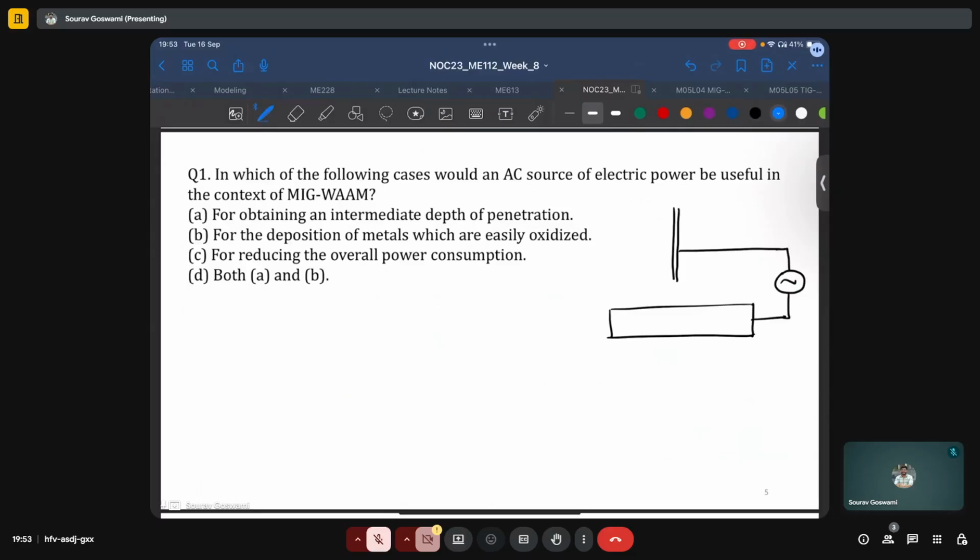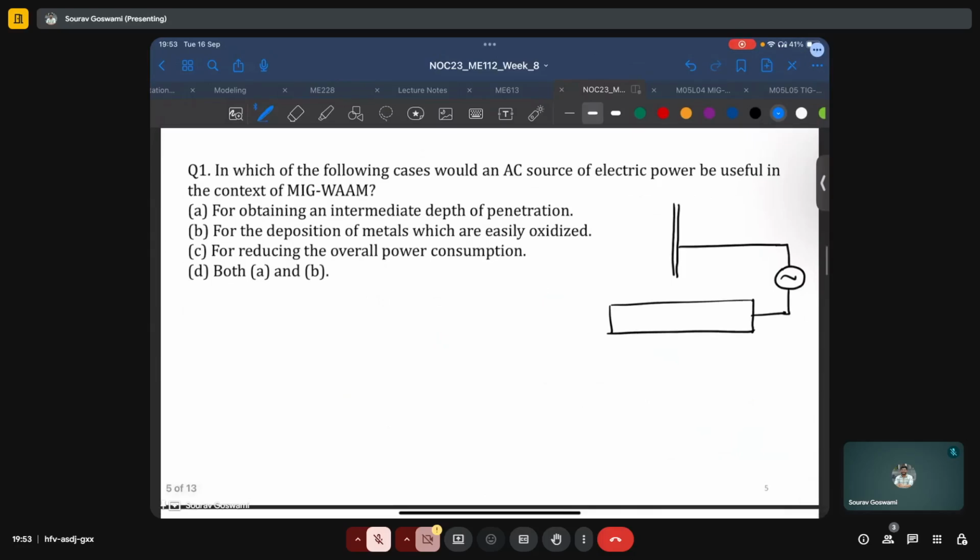But what could be the reason for preferring AC source of power in some case? Is it to obtain an intermediate depth of penetration? And by intermediate, we will infer that it is between DCEP and DCEN. Yes, and this was seen to be true. It was used for cases where we wanted an intermediate depth of penetration.